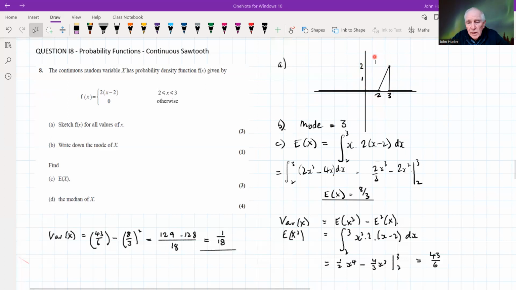It says for all values of x. Well, we've done the relevant values and a few more besides. I wouldn't say we've done it for all values of x because we don't know how wide to go, but anyway, that's what the question says.